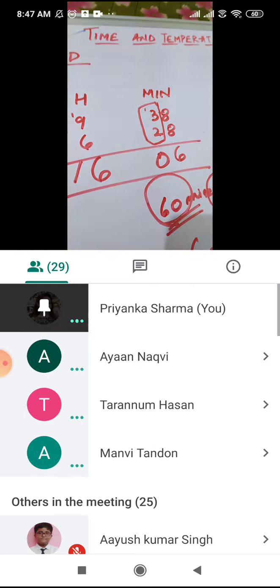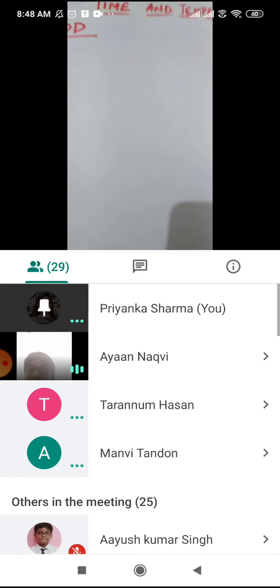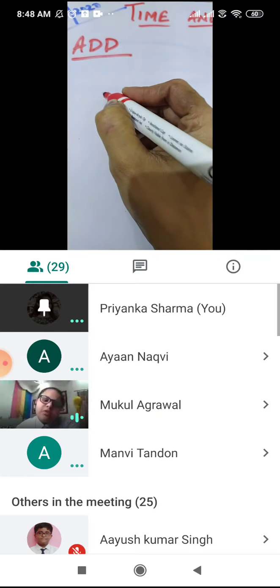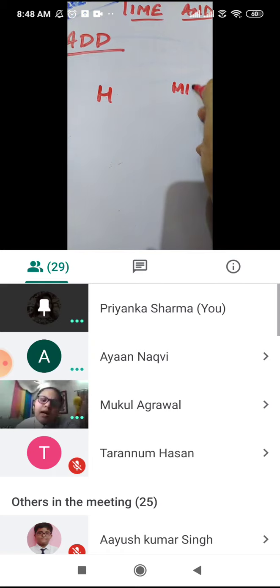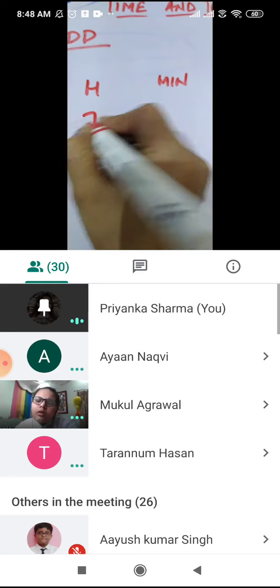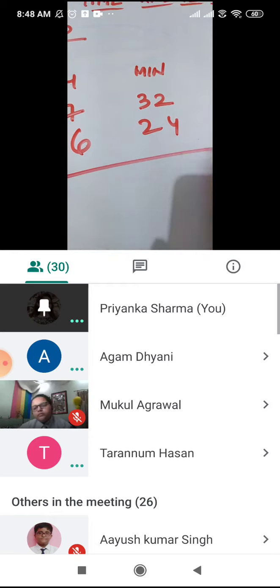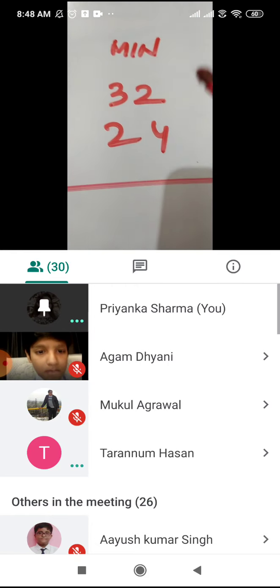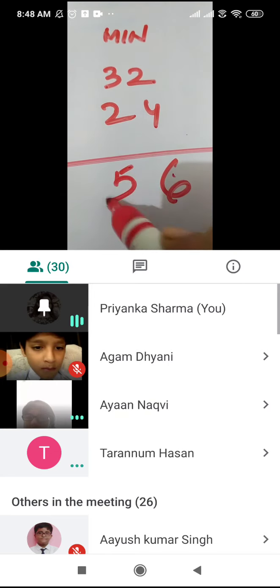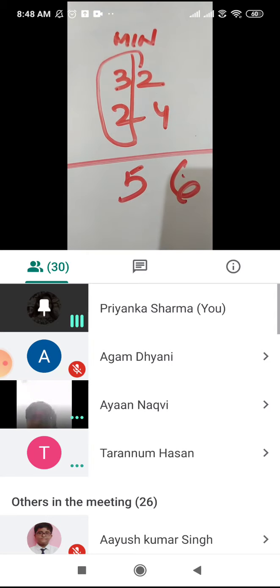Okay, now let's do one more sum. It will be more clear to you. Hour and minute. 7 hours 32 minutes and 6 hours 24 minutes. Now here 2 plus 4 is 6, and 3 plus 2 is 5. See, less than 6 is there in this column. What is coming? 5. So we will write it as it is.